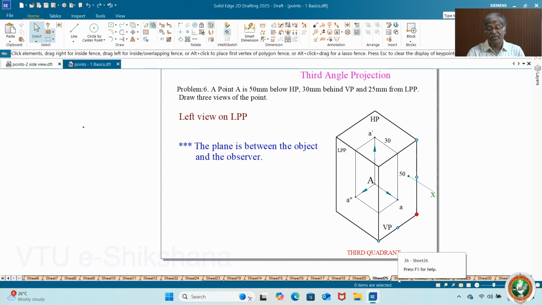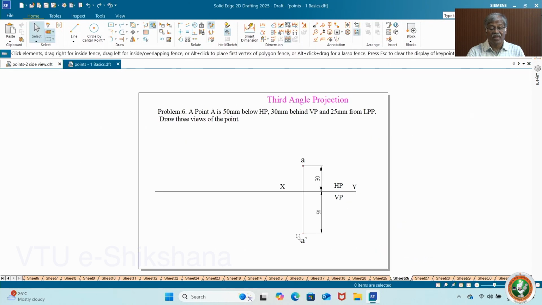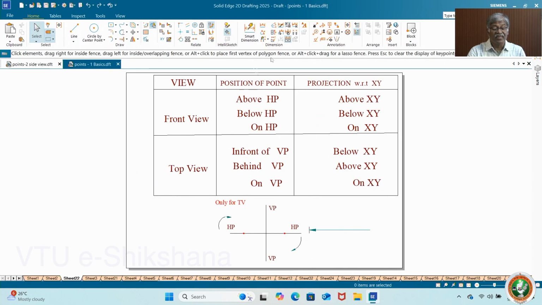Okay, now let me take this. I have taken LPP. Why have I given a gap? Because I have to create LPP. Okay, you know very well how to create it, because it is below HP, below the XY line. Behind VP means above the XY line. So I have already given this table. Okay, so how to keep this? See, behind VP means above the XY line, and above HP means above the XY line, below HP means below the XY line. See, these are the references. You can always say. Only for the top view you have to think twice.